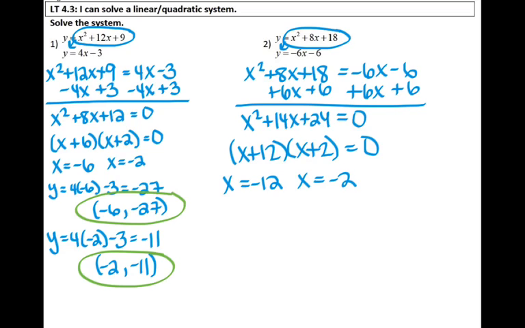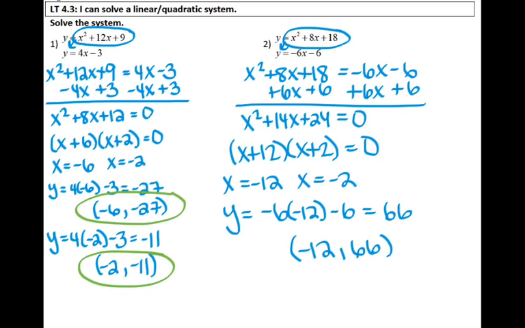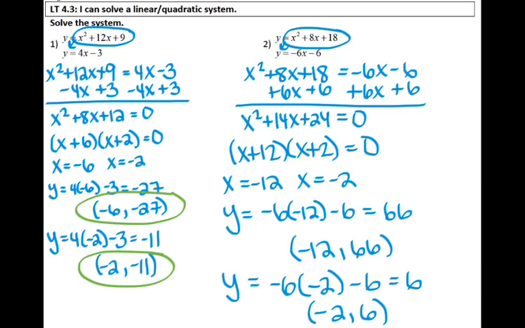Still have to solve for y, so I'm going to take each of those and plug them in. So I have y equals negative 6 times negative 12 minus 6. That is 66. So my first ordered pair is negative 12, 66. And then I have y equals negative 6 times negative 2 minus 6, which is 6. Lots of 6's in here. So that's negative 2, 6.